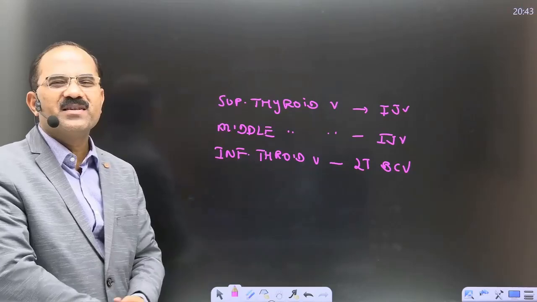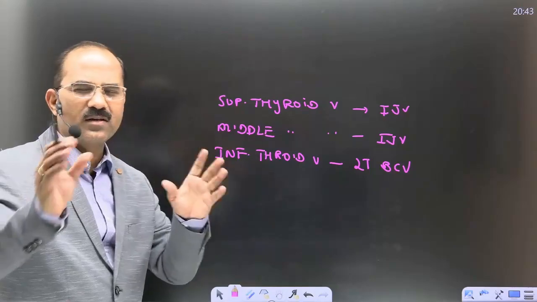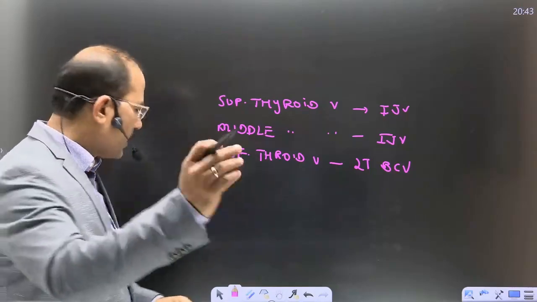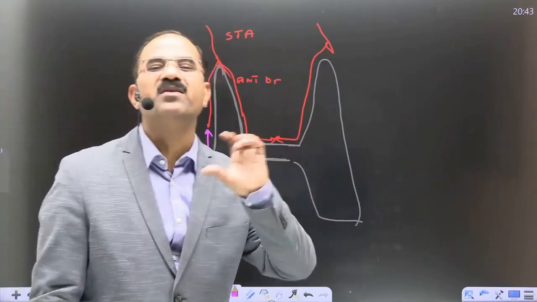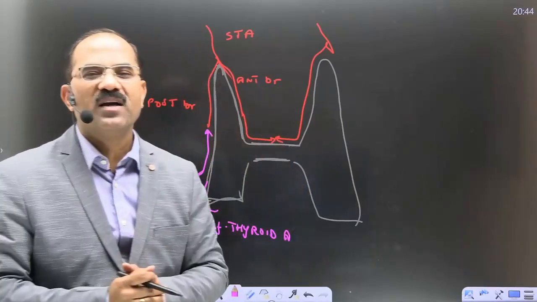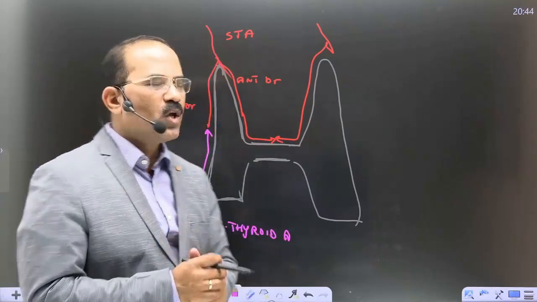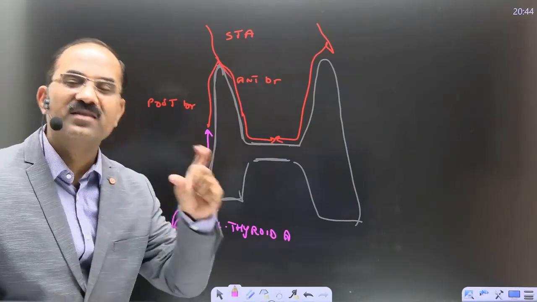Clear, students, about the thyroid? You are able to understand? Relations are clear, borders are clear, isthmus is clear. Now, there's something else here. There are two nerves which are very closely related to these arteries, which makes the surgery of this thyroid very important. So, along the superior thyroid artery goes a nerve. That's the external laryngeal nerve.